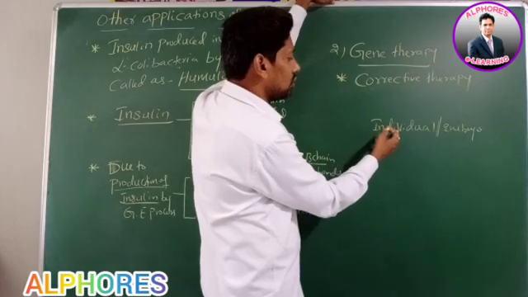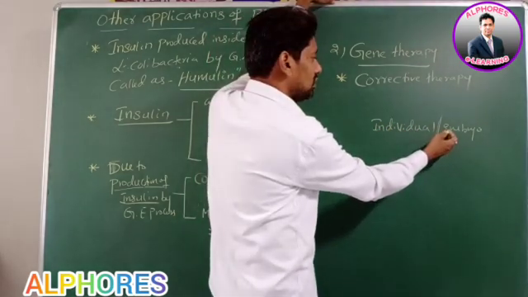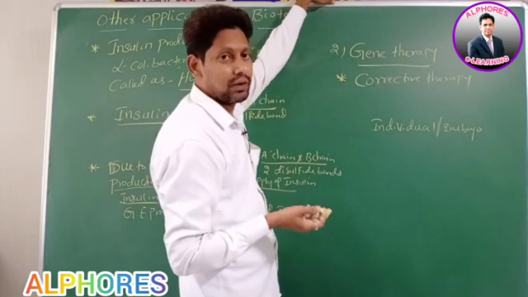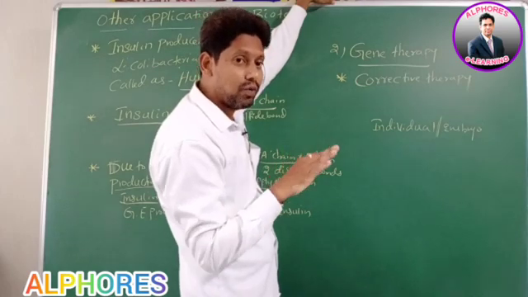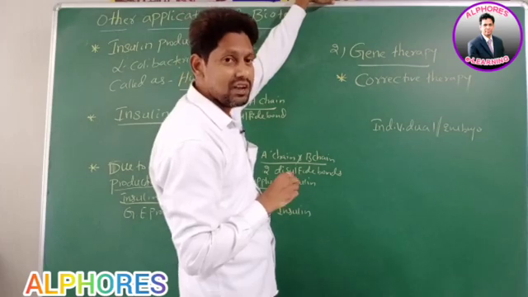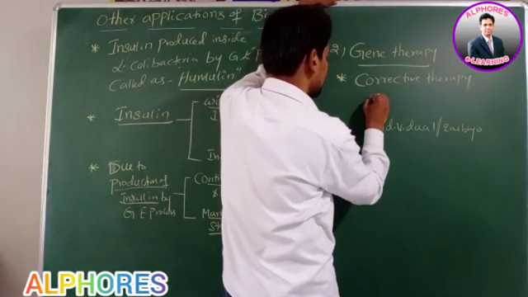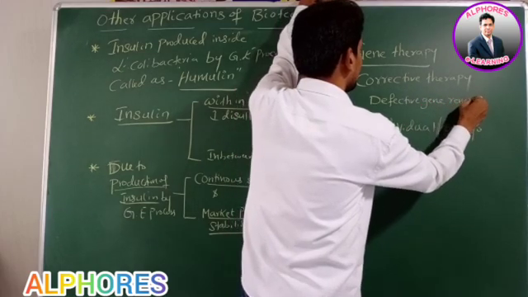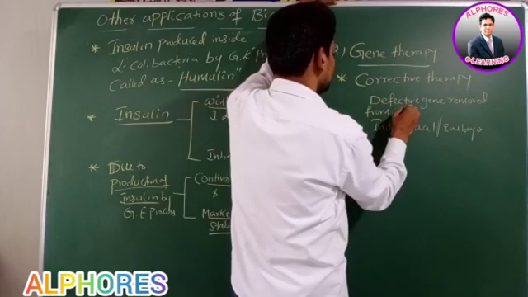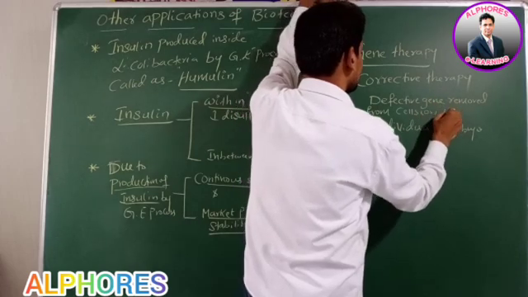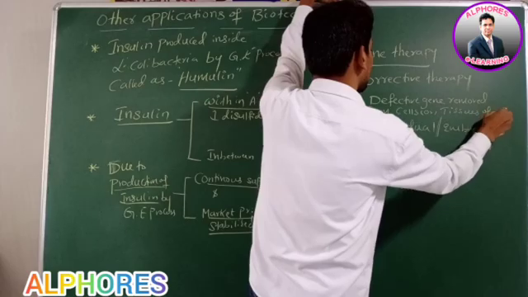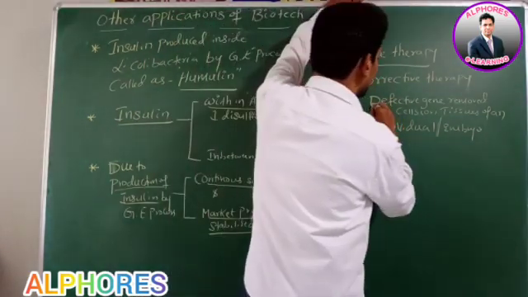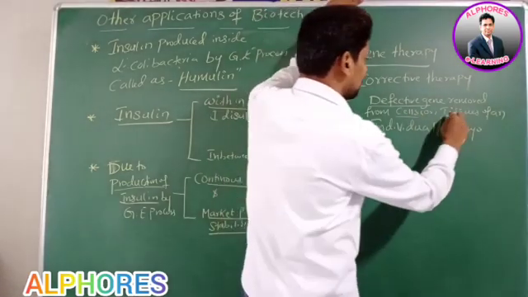From the cells or tissues of an individual, or from cells or tissues of an embryo, defective gene is removed. What is removed, sir? Defective gene is removed. And after removing the defective gene, we are placing a functional gene. Is this statement okay? Therefore, what is removed? Defective gene removed from cells or tissues of an individual or embryo.